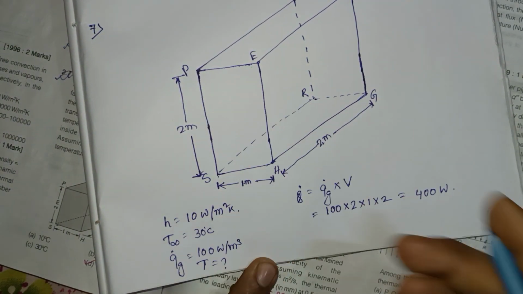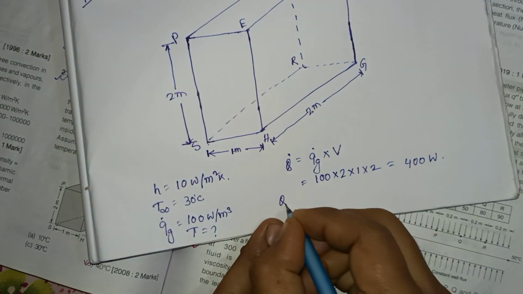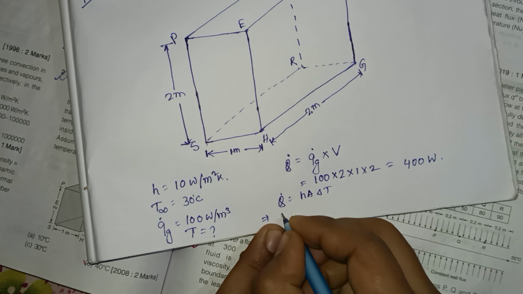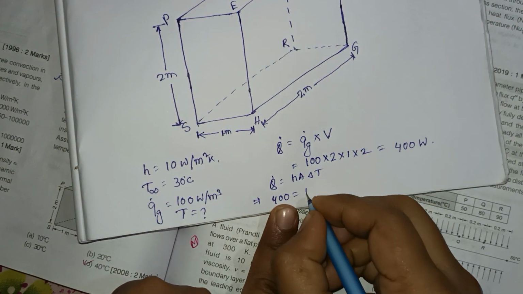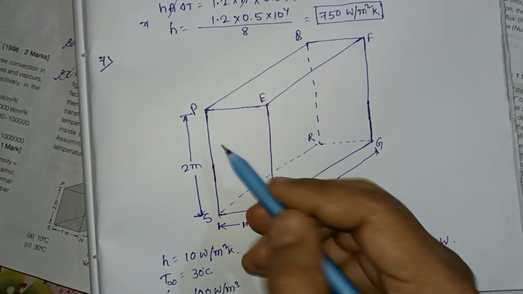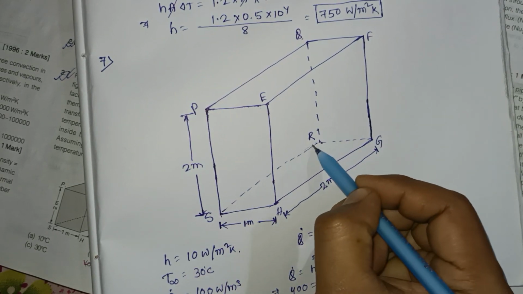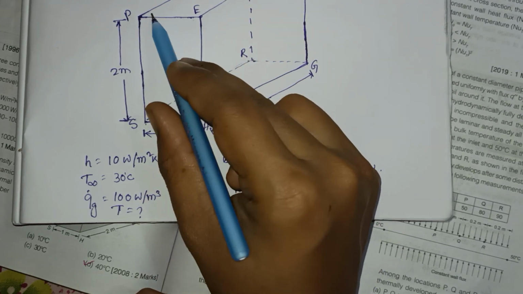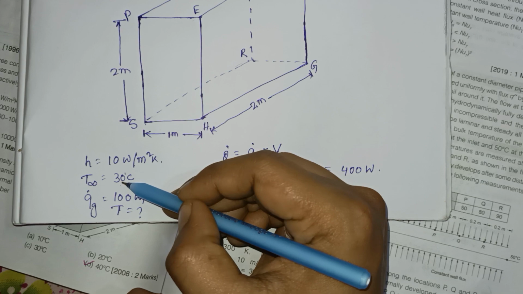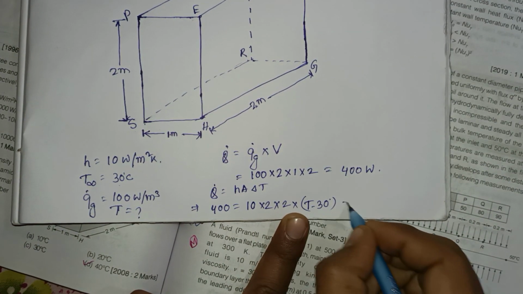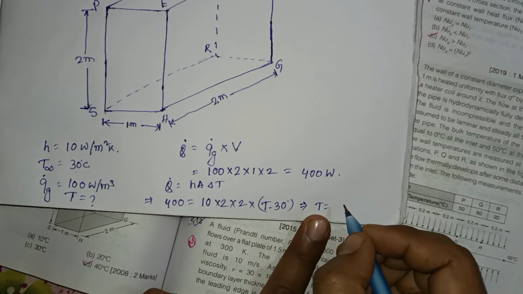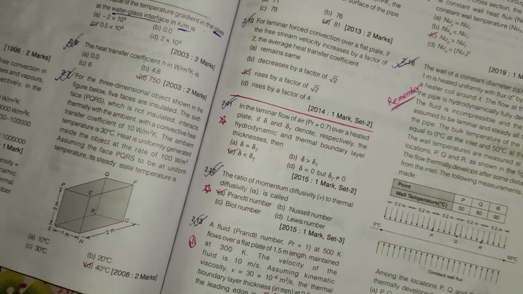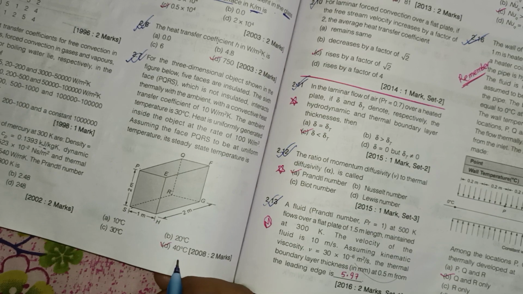Now heat is only transferred by convection. So Q dot is equal to h A delta T. Here Q dot, that is 400, is equal to h, which is 10, into area. The area of this plate PQRS is 2 into 2, that is 4, into delta T. Delta T means the temperature difference: the PQRS plate temperature T minus T infinity, which is 30 degrees Celsius. If you calculate from here, the T value will be 40 degrees Celsius. So the correct answer is 40 degrees Celsius. In this question, option D is correct.